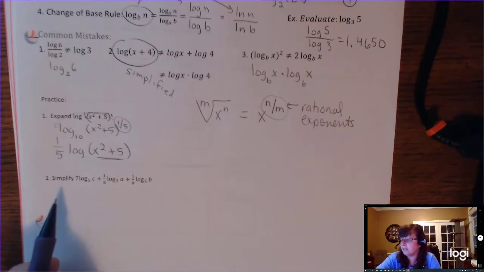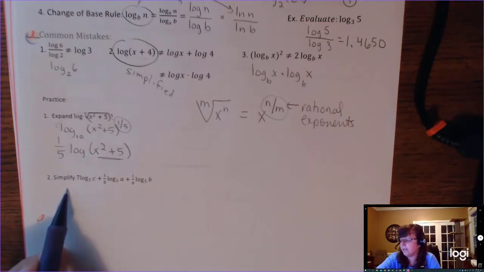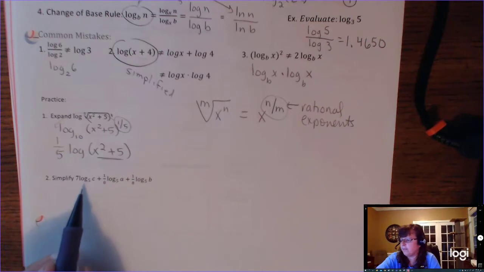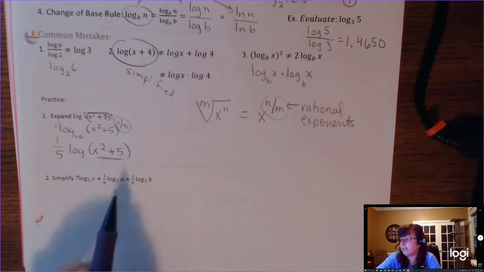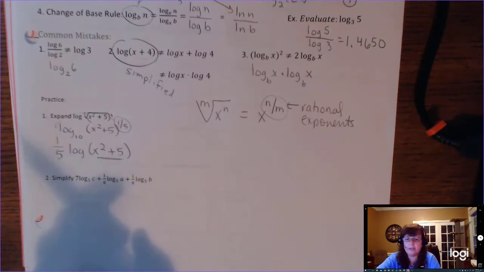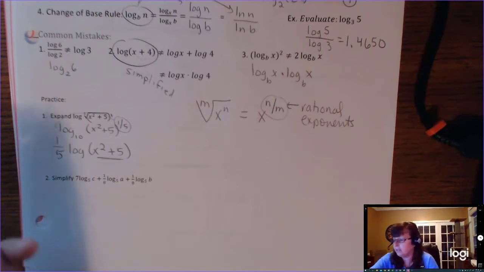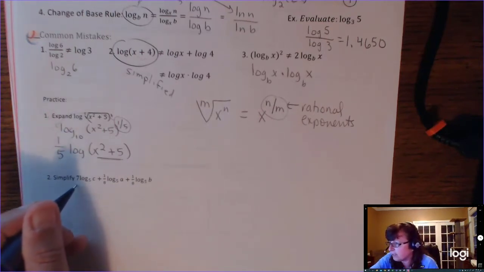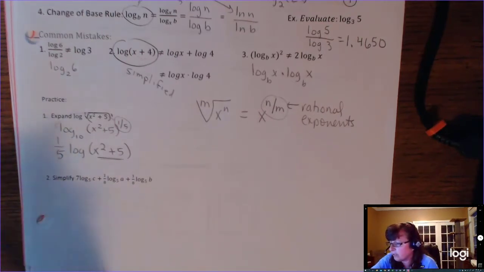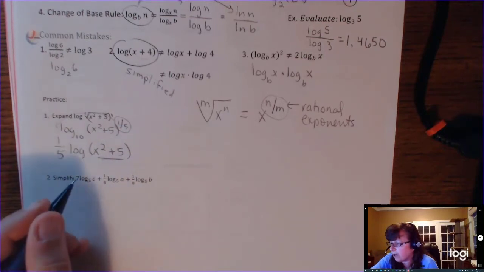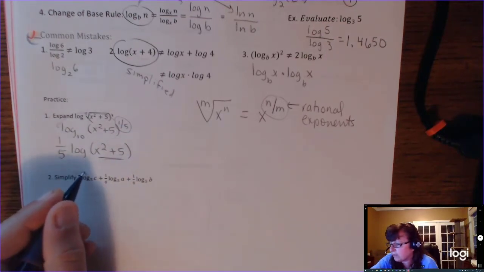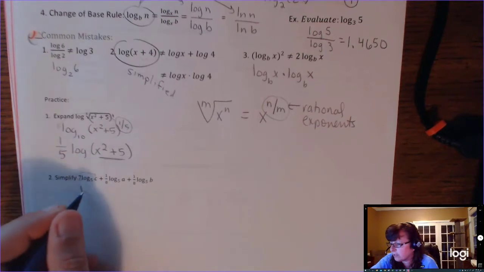Alright, the next example, simplify. That means, so you have 3 logs added and you want to try to get it down as simple as you can, maybe 1 log. So the first thing I see is, before I can do anything else, I'm going to use the power rule. So I can take that 7 that's in the front and make it an exponent with the c.